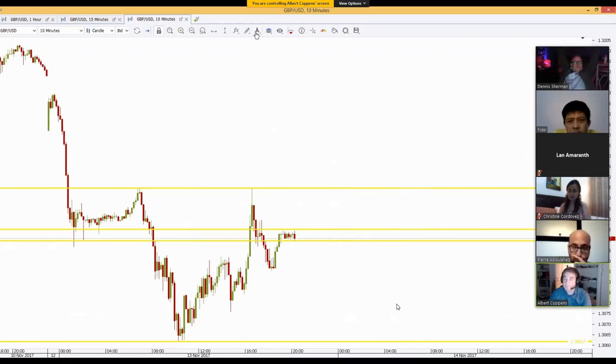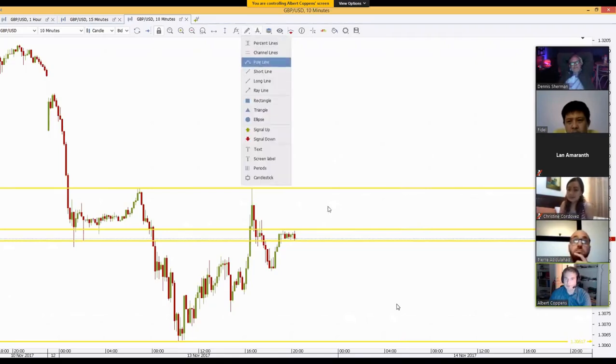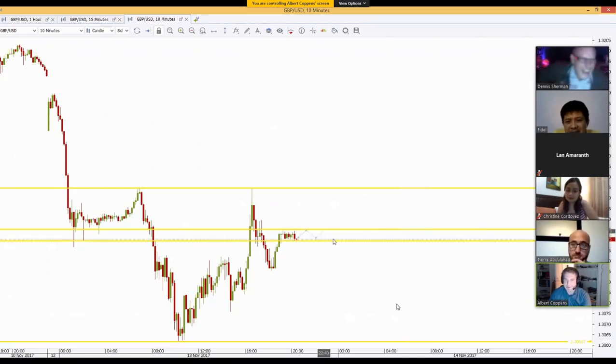It'll go super long if it does that. But initially it will go out of this area because we need to find a direction. And whatever the direction will be, if we break out to the above side, we will try to attack this level again.